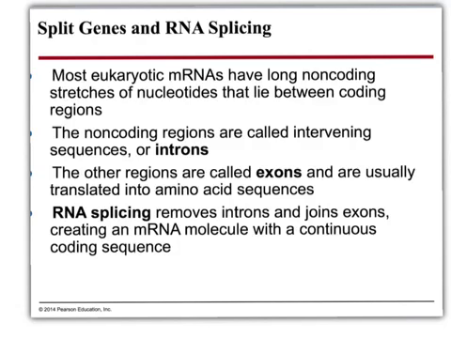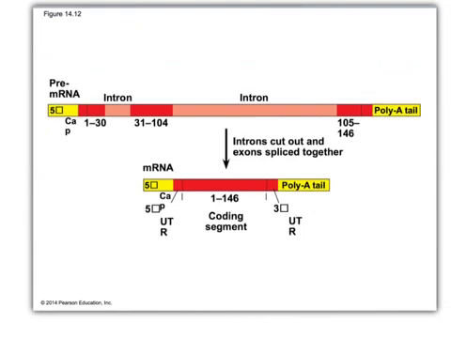A ribosome can go through and read the whole thing. It doesn't have to decipher what's coding and what's not coding, what's junk and what's not junk. You end up with a continuous coding sequence that translates over to protein.